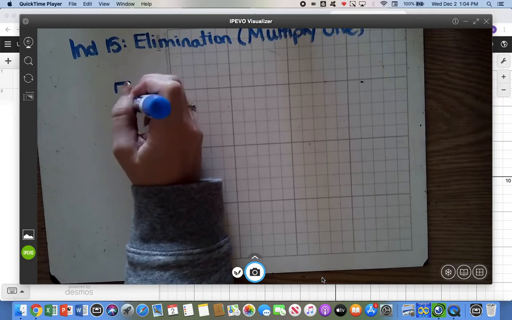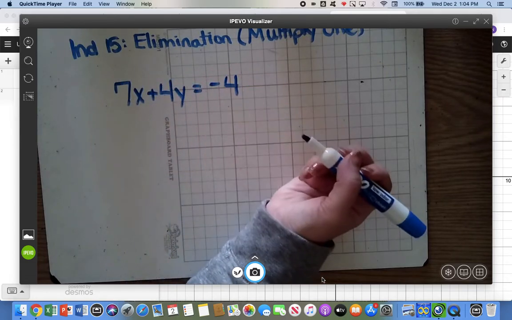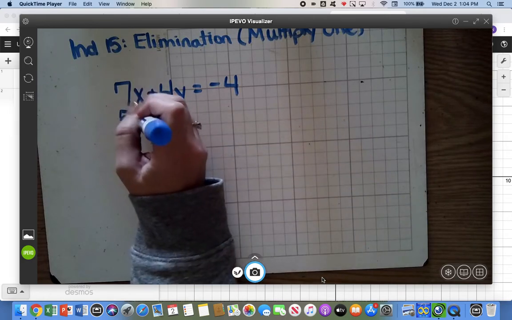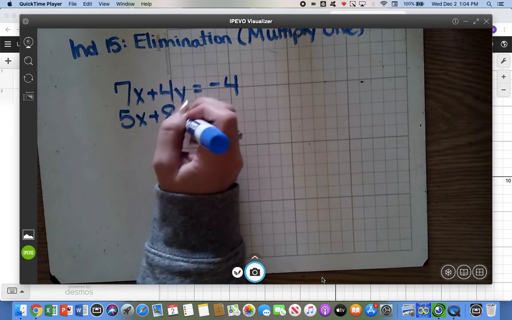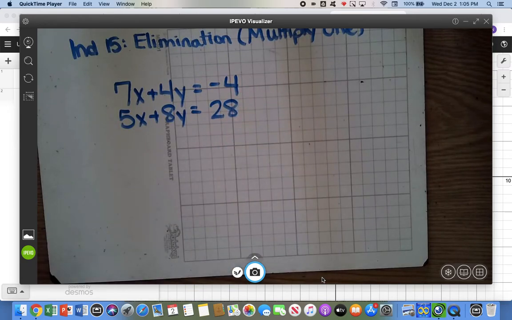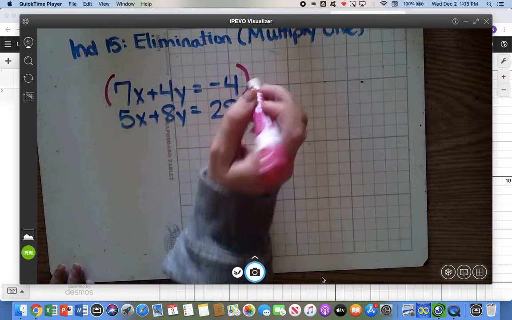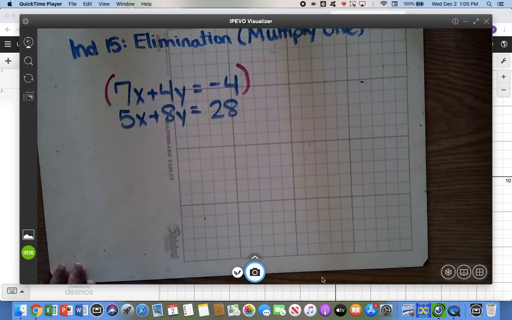All right, I got 7x plus 4y equals negative 4. And my bottom equation is 5x plus 8y equals 28. All right, so I got to ask myself, does 5 go into 7? The answer is absolutely not. But does 4 go into 8? And the answer is yes. So on this one, we're going to multiply this top equation. We're going to make the y's eliminate.